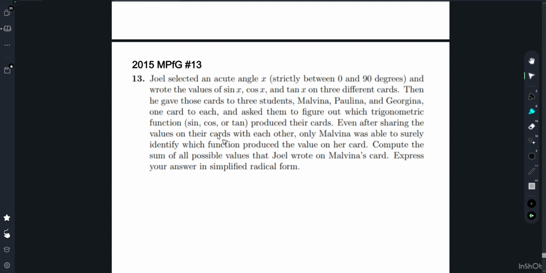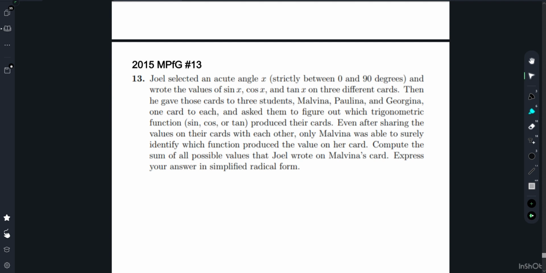Then he gave those cards to three students, Malvina, Paulina, and Georgina, one card to each, and asked them to figure out which trigonometric function produced their cards. Even after sharing the values on their cards with each other, only Malvina was able to surely identify which function produced the value on her card. Compute the sum of all the possible values that Joelle wrote on Malvina's card. Express your answer in simplified radical form.